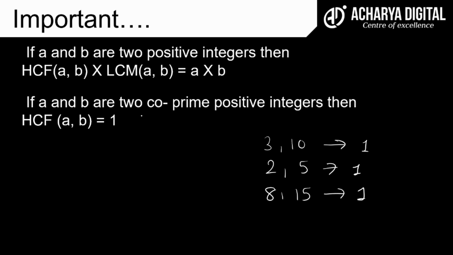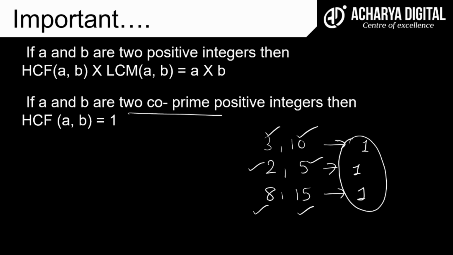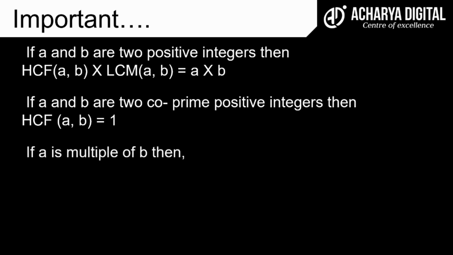So two coprimes can be both primes, both composite, or one prime and other composite. Only the condition is they have only one factor in common, and that is number 1. And of course, because of that only, their HCF will be 1. Let us see the next part or the next property.